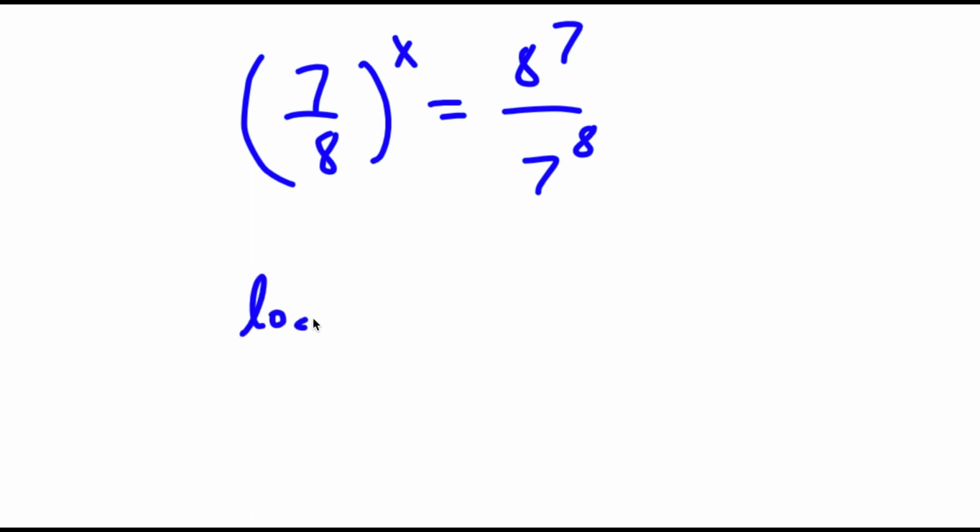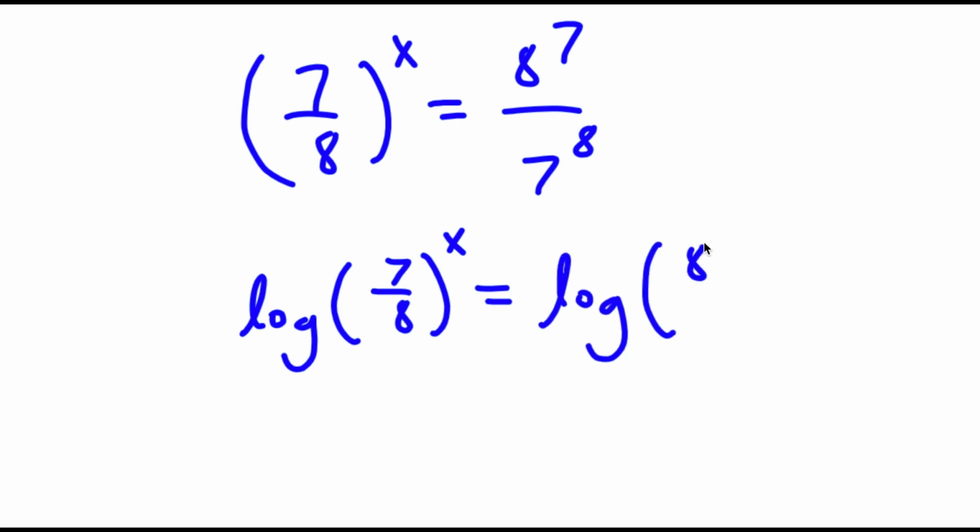And now I'm going to take the log on both sides. So now I have log of 7 over 8 to the power of x is equal to log of 8 to the power of 7 over 7 to the power of 8.